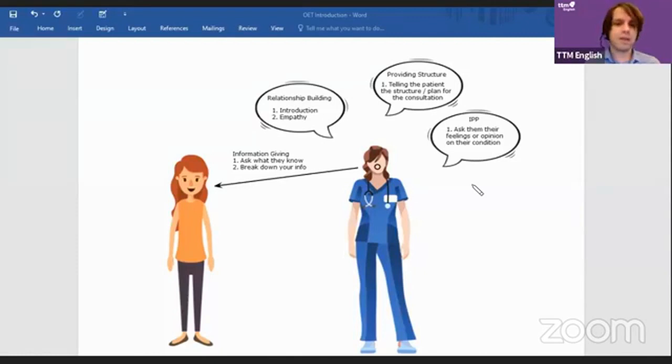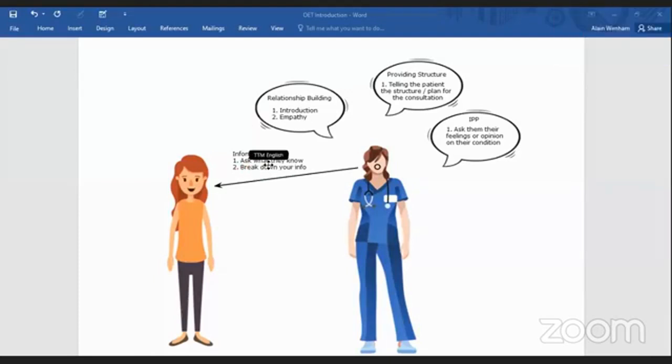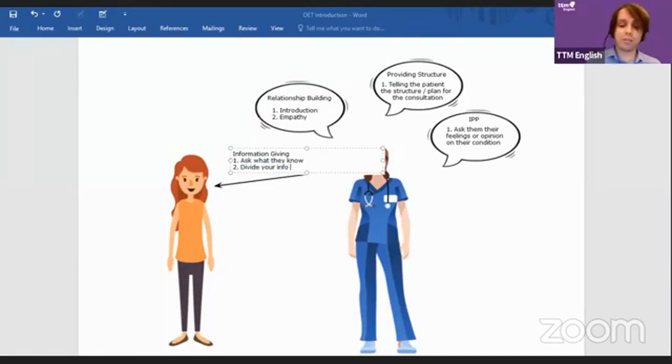Yeah, I do. Okay. So, guys, we're going to break down your information. You can't talk for too long in OET speaking when you're explaining something. What does break down mean? Giving your patient a chance, to divide them. Yeah, divide, right? And you're going to check understanding.